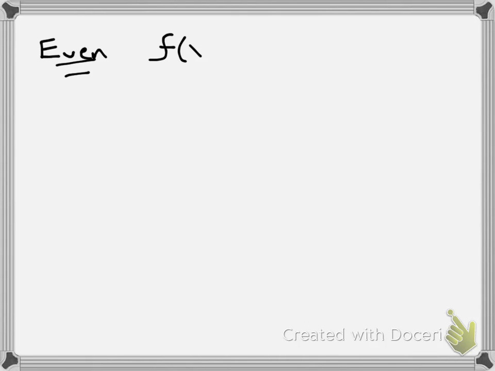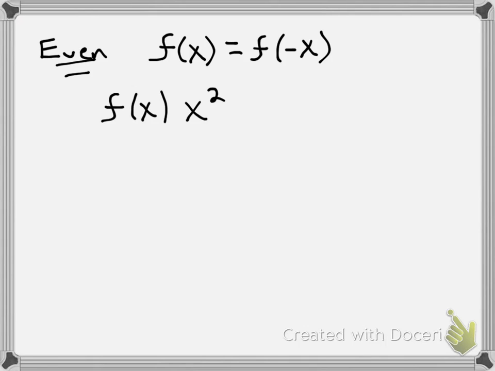So, even functions are if you have some function, and if you make all of the x's negative, then the result will be your original function. And I'll show you what I mean by that. So let's say I have the function x squared. We'll just start simple. f of x equals x squared.